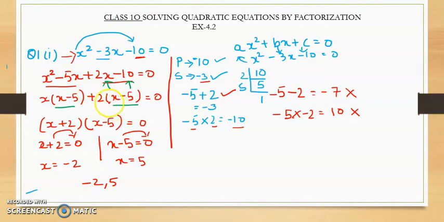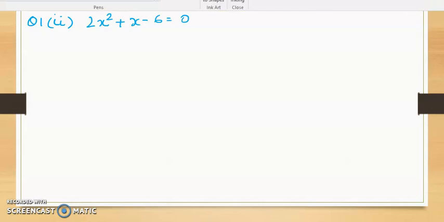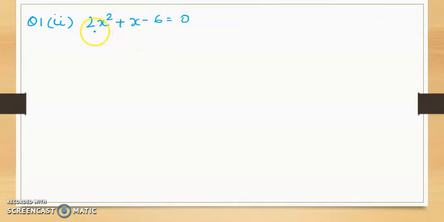I'll explain it with one more question. See, students, question number 1, second part. Here it is given 2x square plus x minus 6 is equal to 0. Now the coefficient of x square is 2. So multiply this coefficient with the constant term. I'm writing P as the product. So the product you should get is minus 12.